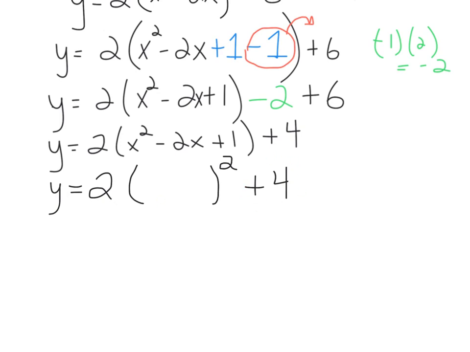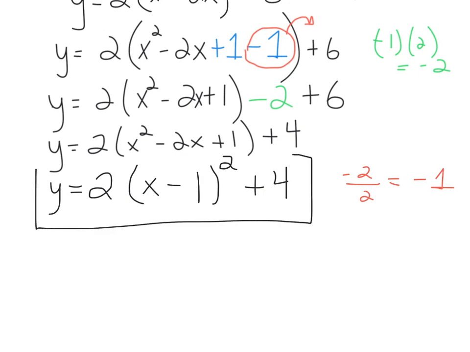To figure out the number that goes in the middle, remember you are taking your b value of -2 and you're going to divide it by 2. So -2 divided by 2 is -1. So -1 is the number that's going to go inside of that final bracket. So here is the equation in vertex form.